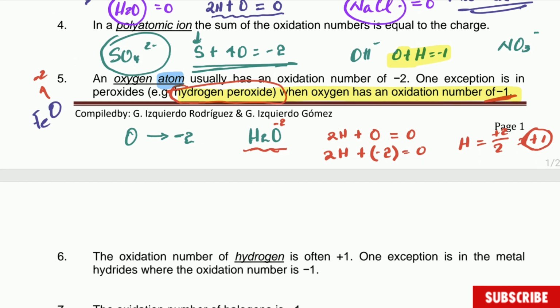And that comes to rule number 6. The oxidation number of hydrogen is always positive 1. Guys, we just calculated that here, and we got the 1. So the oxidation number of hydrogen is often 1. Now, hydrogen atom means when it is within a molecule. For example, in H2O, we already know by the rules that the oxidation number of hydrogen is going to be positive 1, and the oxidation number of oxygen by a rule is already negative 2. So we don't have to calculate it.